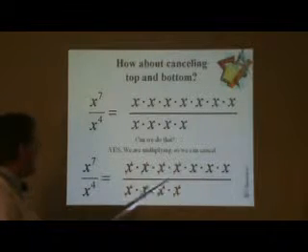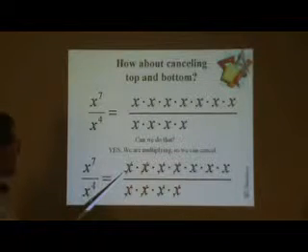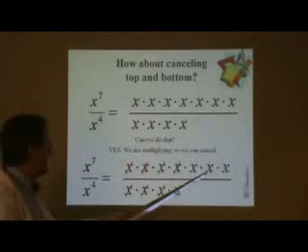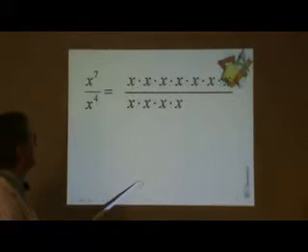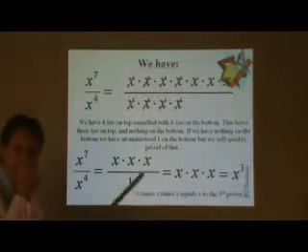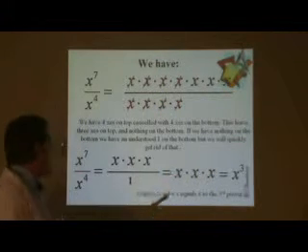I cancel 4 x's. All the x's on the bottom are gone because they got canceled out with 4 x's on the top. What is left over? I have x times x times x. That is, sorry, I should have been kind of moving things along a little bit more. x to the 3rd power. x times x times x means x to the 3rd power.